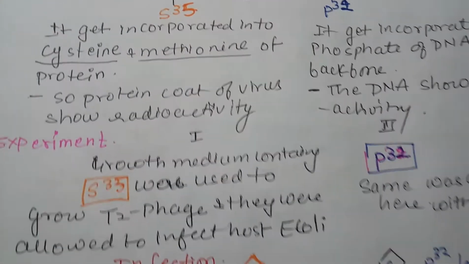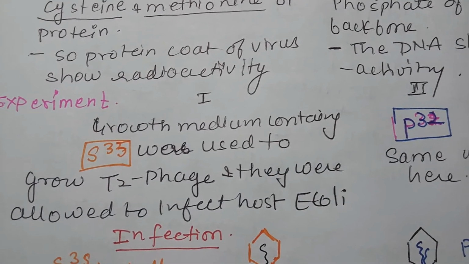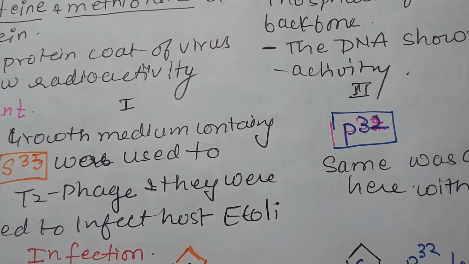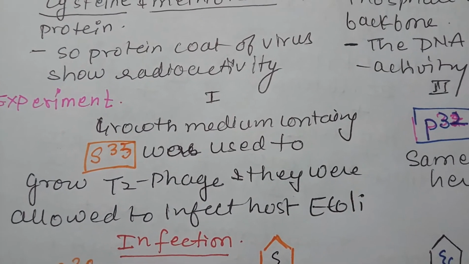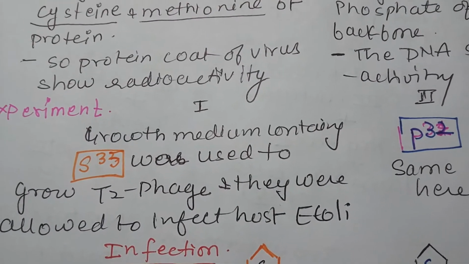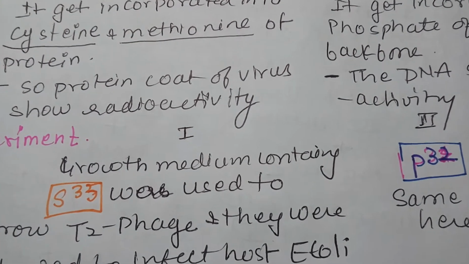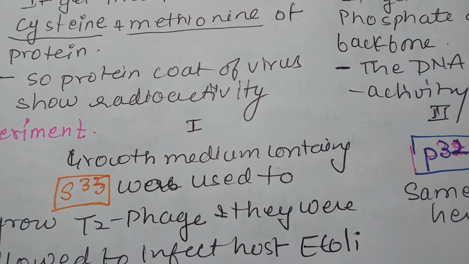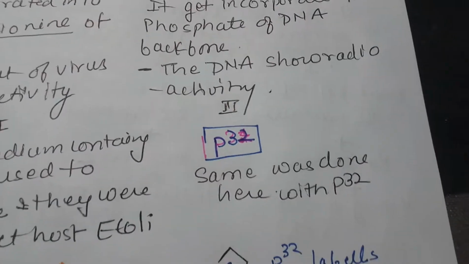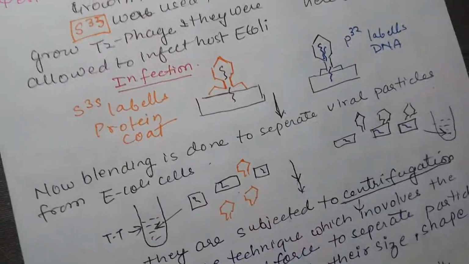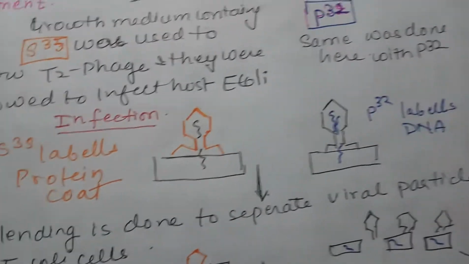Now how the experiment was done: they grow the phage on S35 and P32 separately, and they infect E. coli with it, because without E. coli the phage won't replicate. So S35 was introduced in the culture medium, that is the nutrient medium, and P32 is also introduced like that, so that when they grow, they incorporate these isotopes within them.